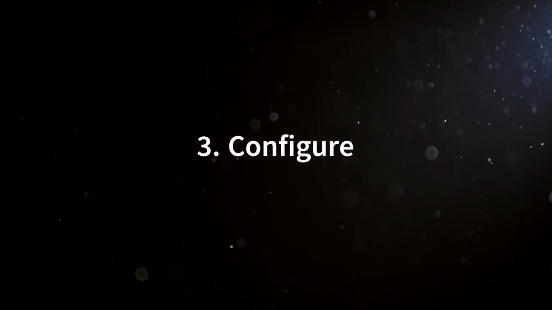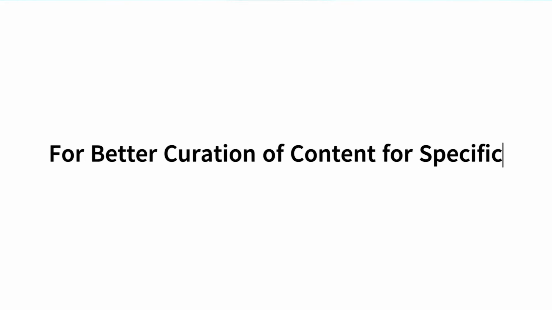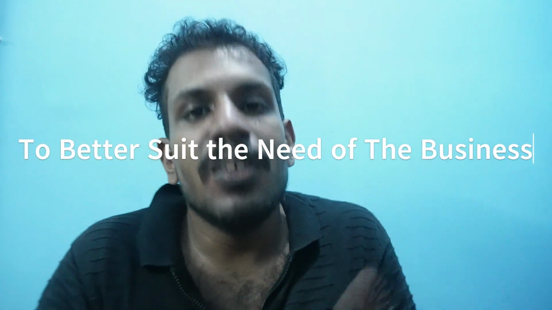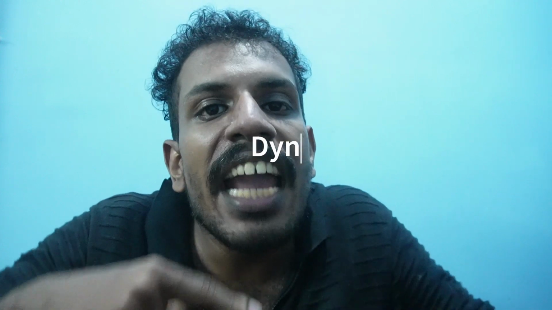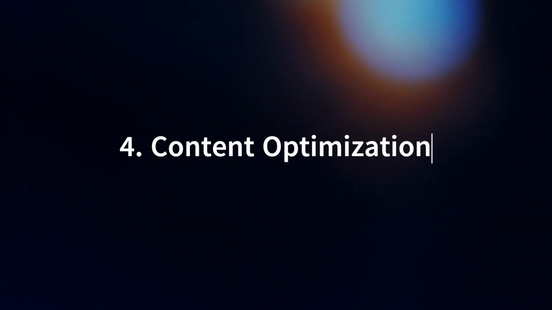You have to configure ChatGPT in a certain way that will help it curate content for the specific niche. That's very important. That's the third point, configure ChatGPT. After integration of the ChatGPT API, you need to configure it to suit the needs of the business. So it should be a niche and the content should be within that niche. And it should dynamically update. That is the fourth point, content optimization.